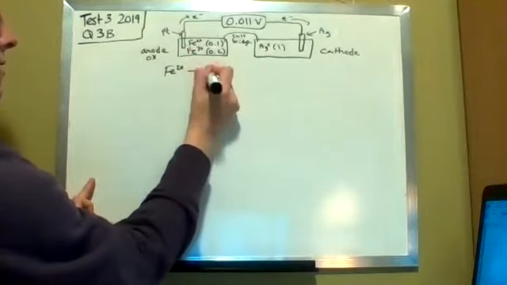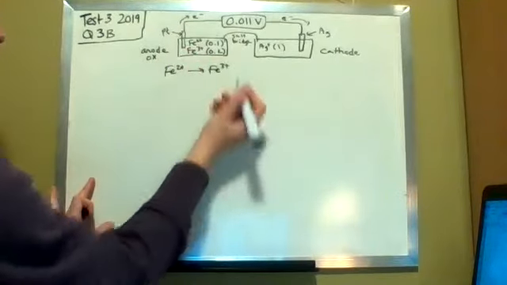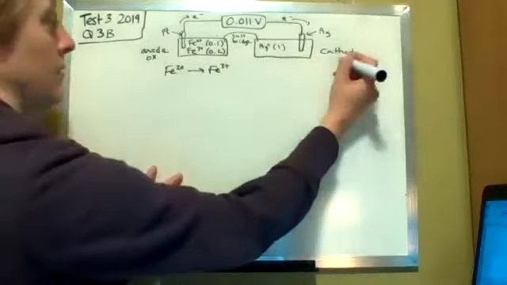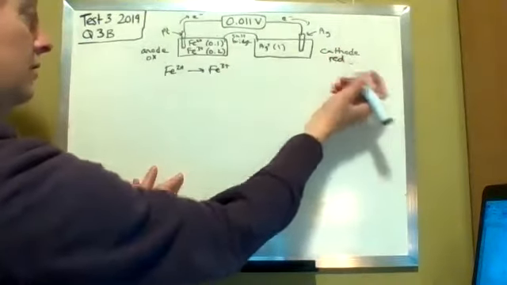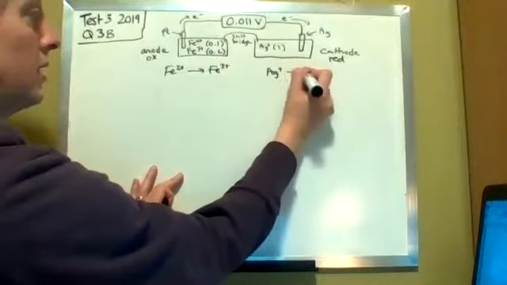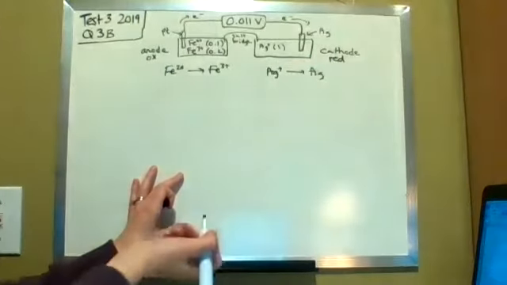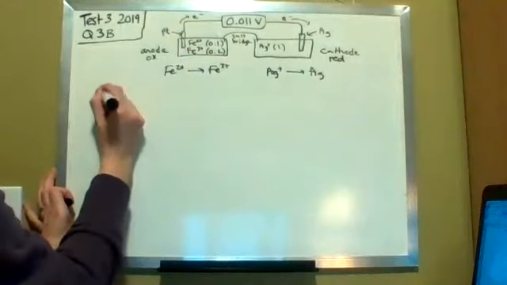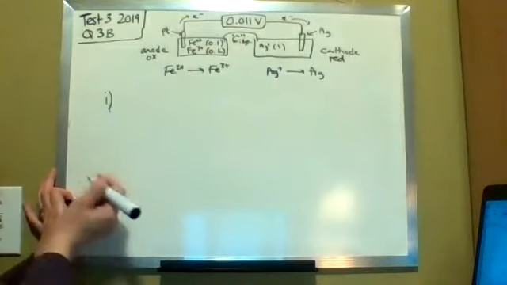If this is the oxidation reaction, that means we're going from 2+ to 3+. So we're going in that direction. And over on this side, cathode is the reduction. So you would have silver plus going to silver. So write out the cell notation then. Oops, this is part one.